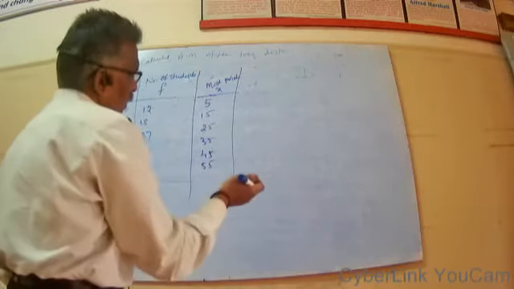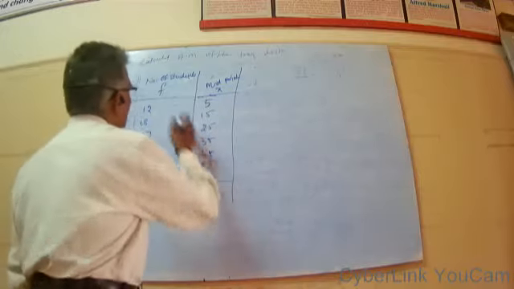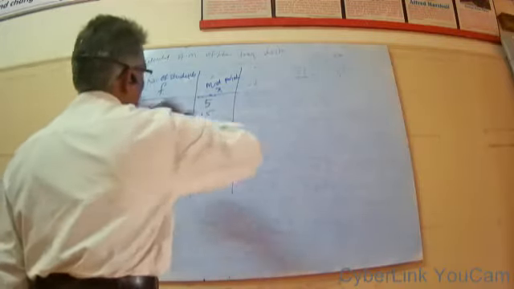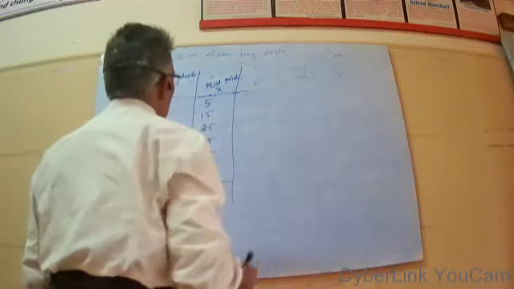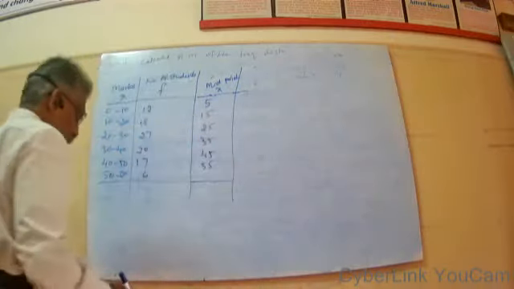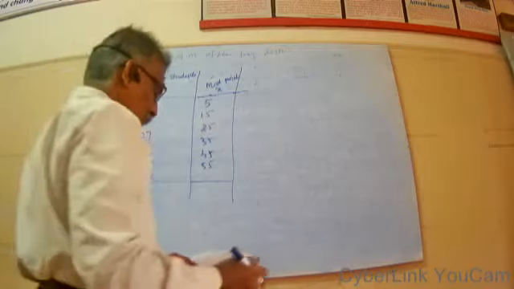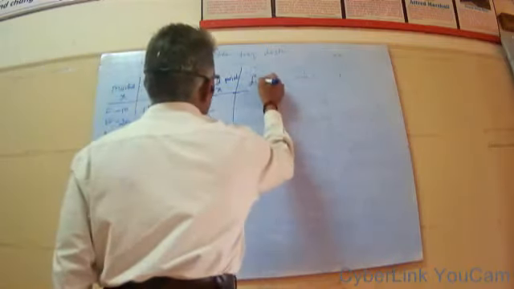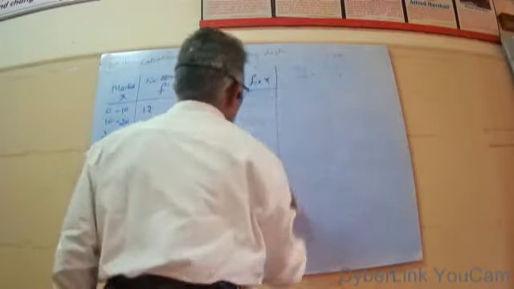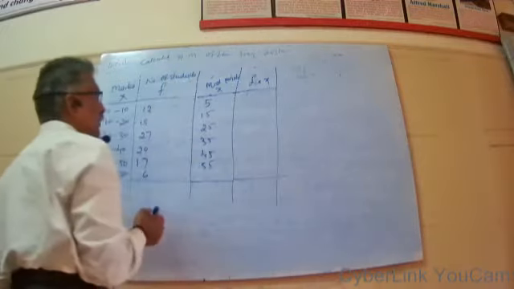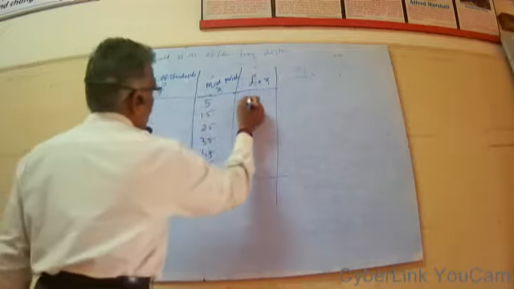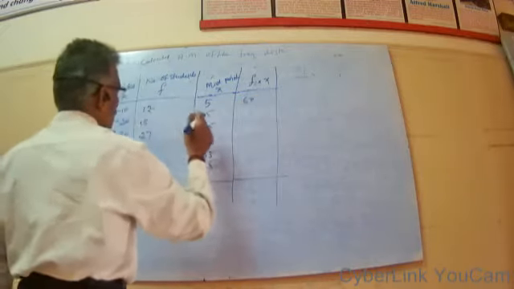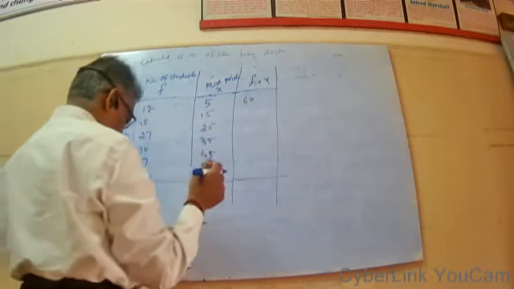Now, as earlier, you have to take f into x, the sum of fx and the sum of f, and find the arithmetic mean. This is the extra step you have to make. So that is fx, f into x, or xf. What is fx? F into x. 12 into 5 is 60. 18 into 15 is 270.